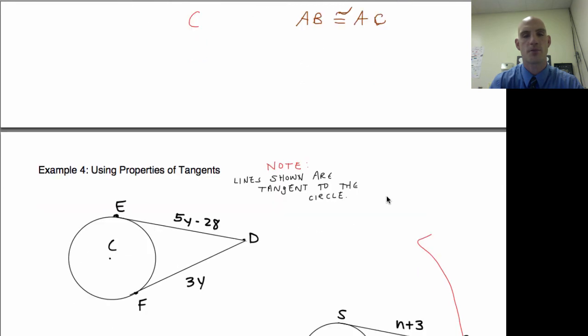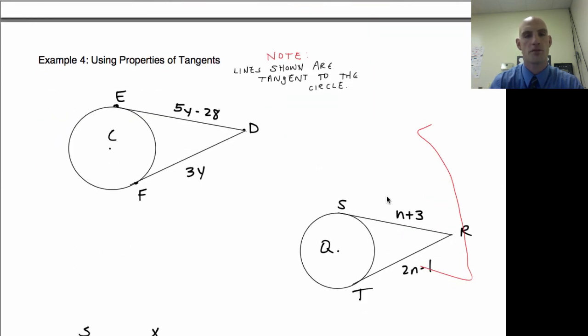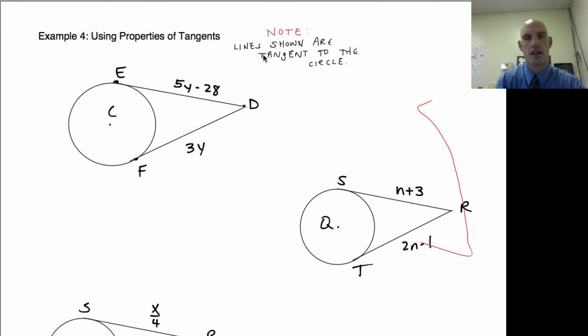So how do we use this? We're going to do an example here. If we have the lines shown are tangent to the circle, in this case, we know that ED is congruent to FD. So therefore, whatever their expressions are, we can set them equal to one another. So by implication, this means 5y minus 28 equals 3y. And so we can solve from there.